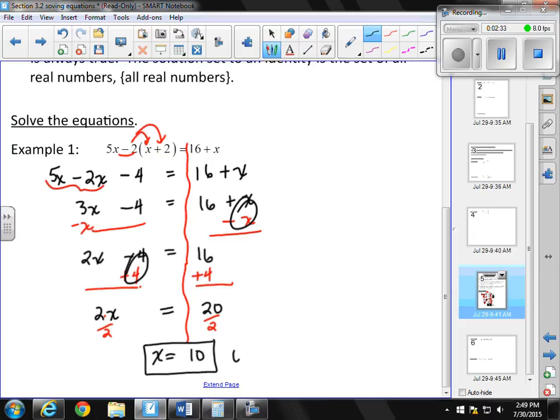This is a conditional equation. Its solution set is a set of 10. There's my final answer.